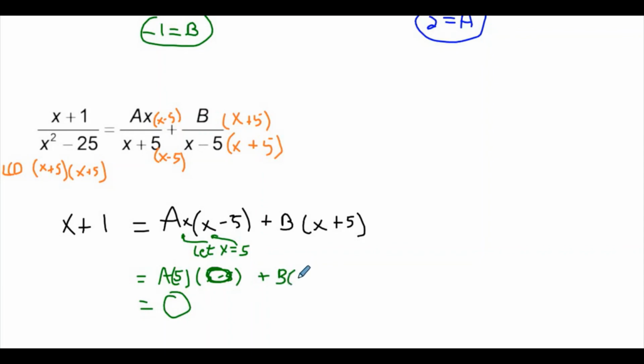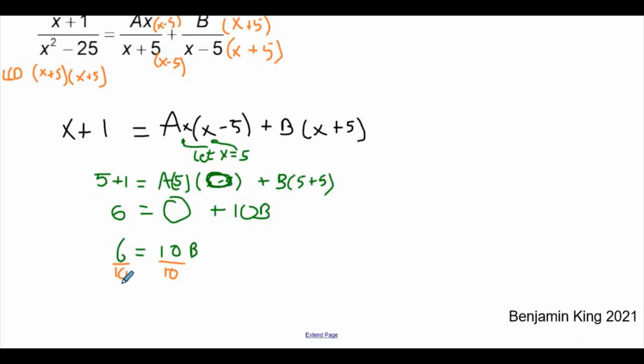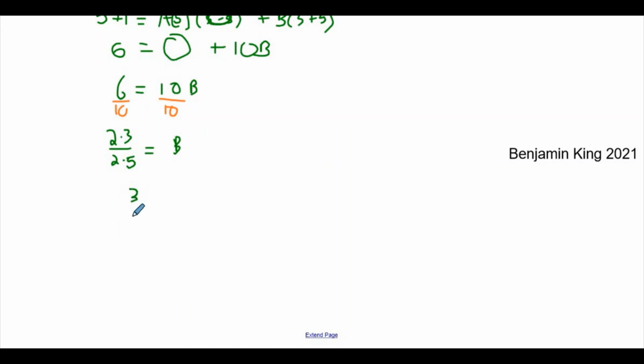So b would be 5 plus 5, so that would be 10b. And then over here we have 5 plus 1, so that would be 6. And so we have the equation 6 is equal to 10b. So if I divide by 10, and again, just to remember how to reduce things the way I've explained it in this chapter, find the common multiplication fact, 2 times 3 and 2 times 5, and that will give you the reduced answer for b. So b would equal 3/5.